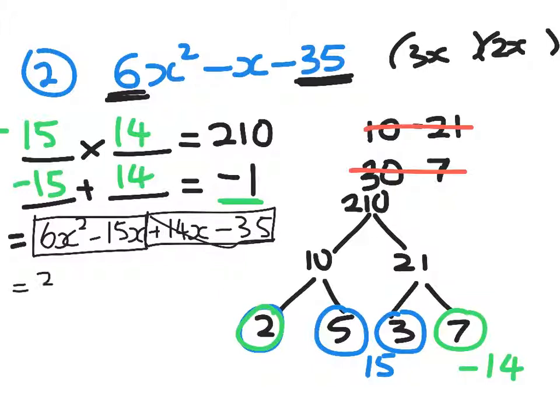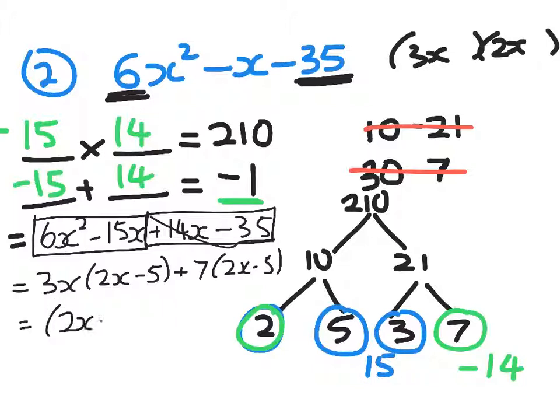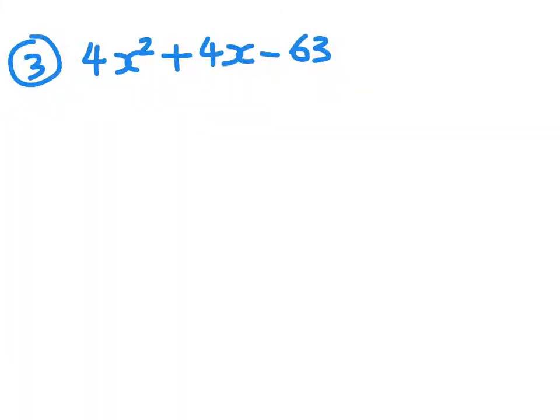Common factor here, 3x times 2x minus 5 plus 7 times 2x minus 5, which gives me 2x minus 5 times 3x plus 7. Right, just a couple more to go. Okay, I picked more big numbers.